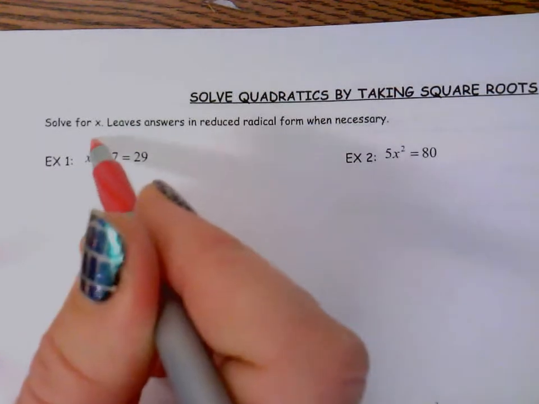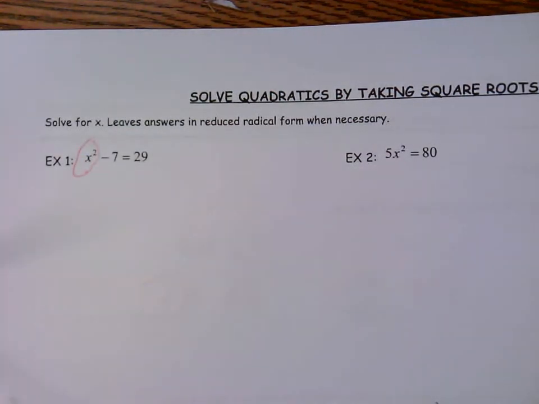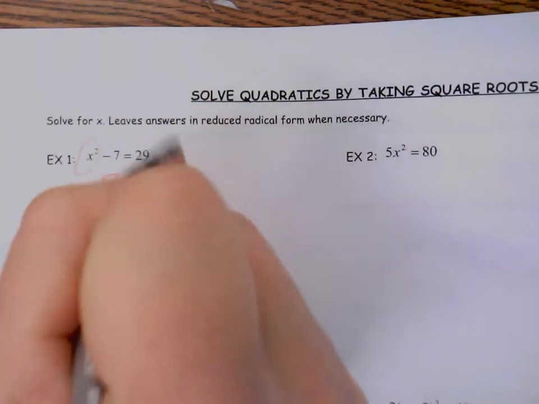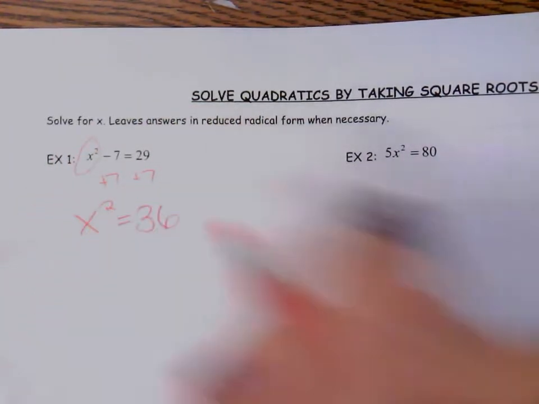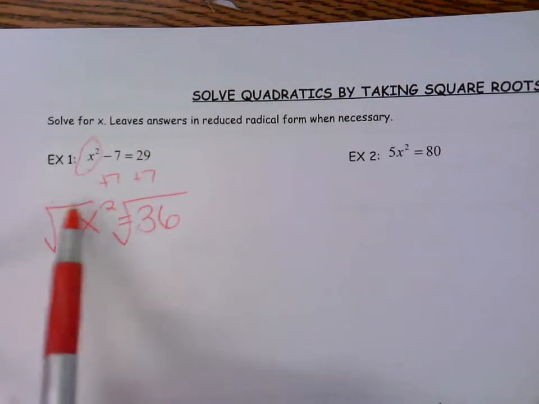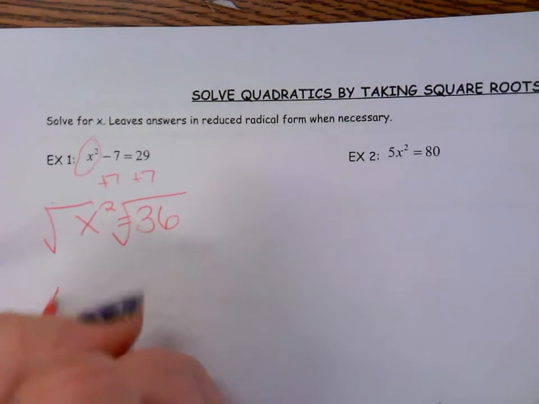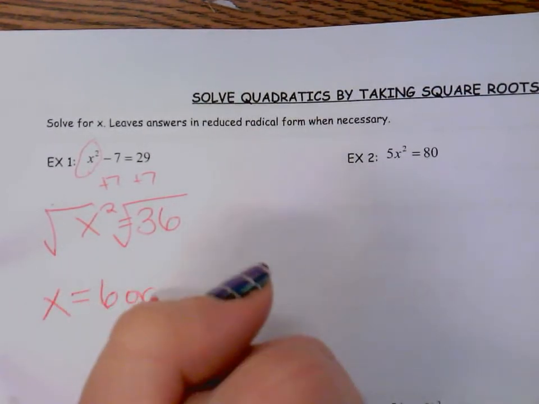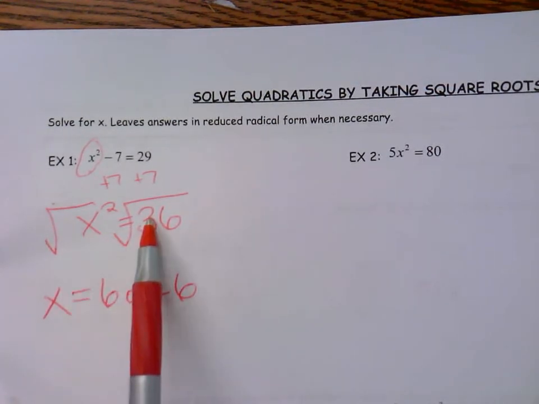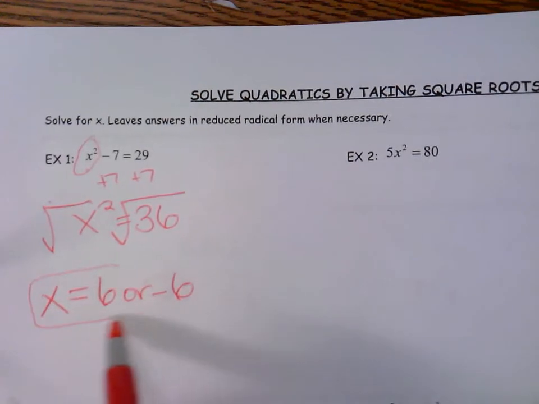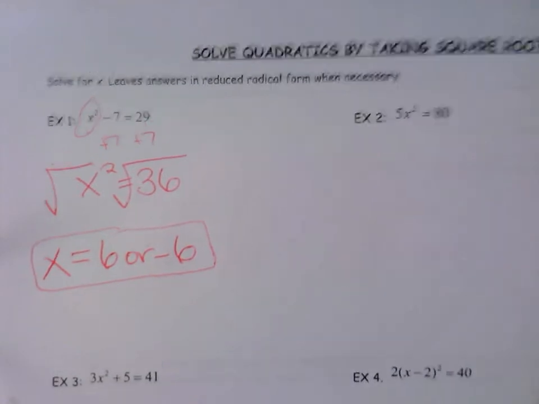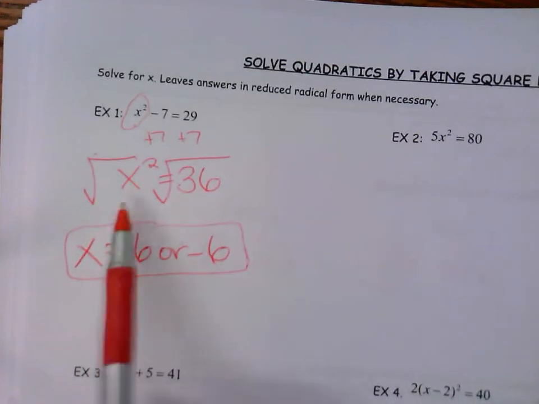How do I get x squared by itself? Add 7 to the other side, which gives me a nice perfect square. It gives me 36. And then when I take the square root to get rid of the perfect square on this side, I get my two solutions, 6 or -6. Remember, because when you're solving for all the solutions, you want to make your answer either the positive or the negative of the answer.